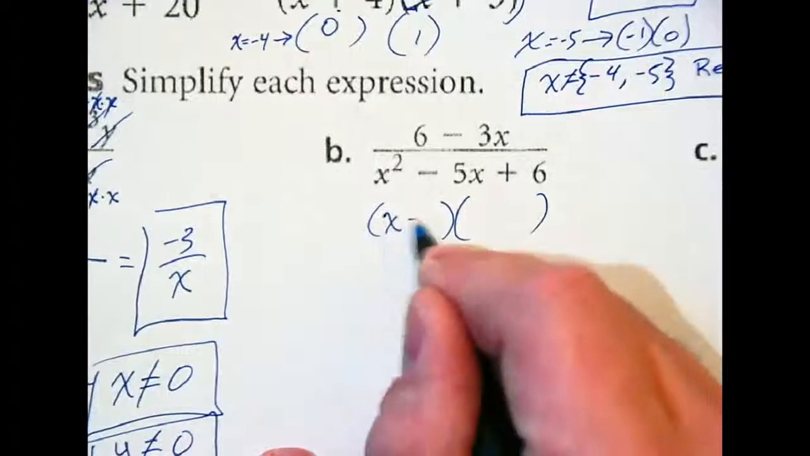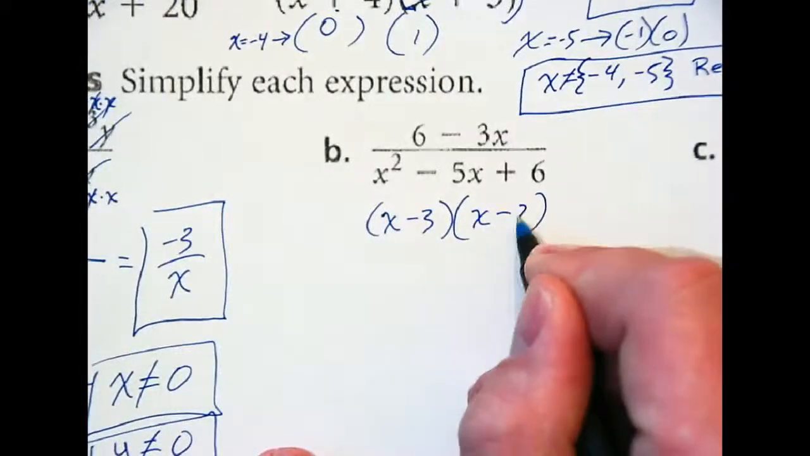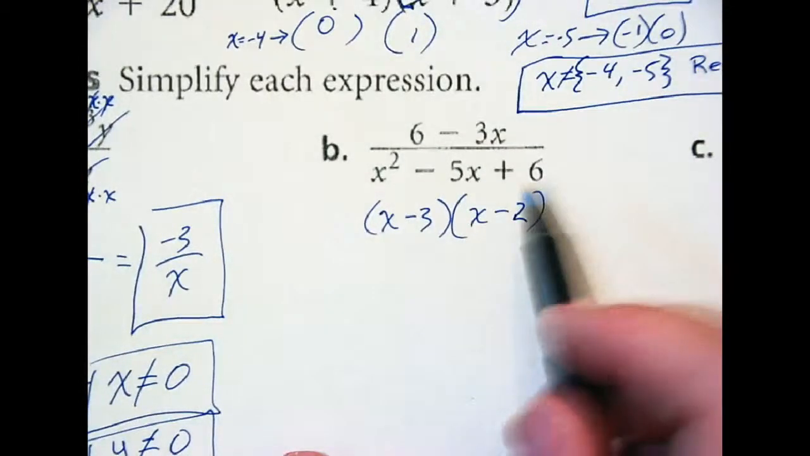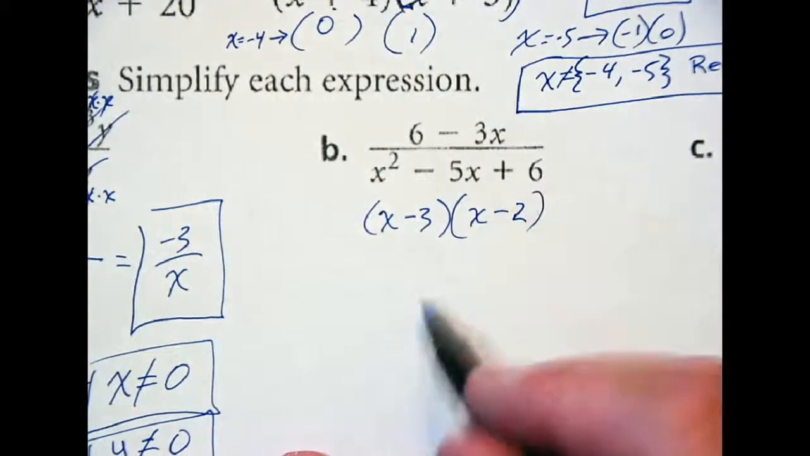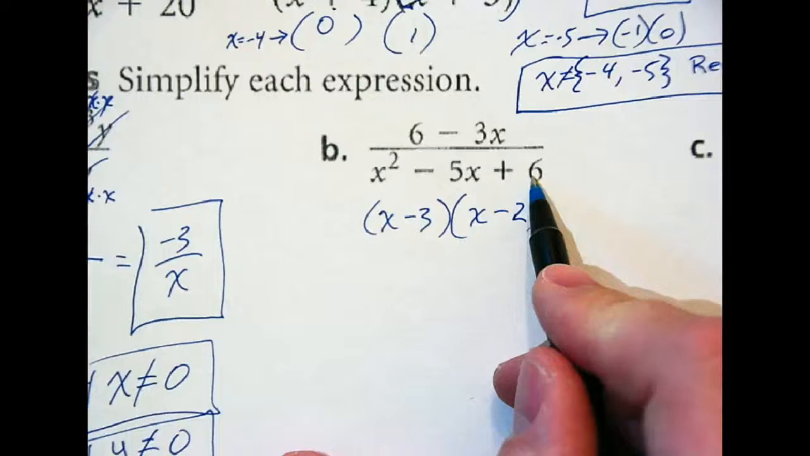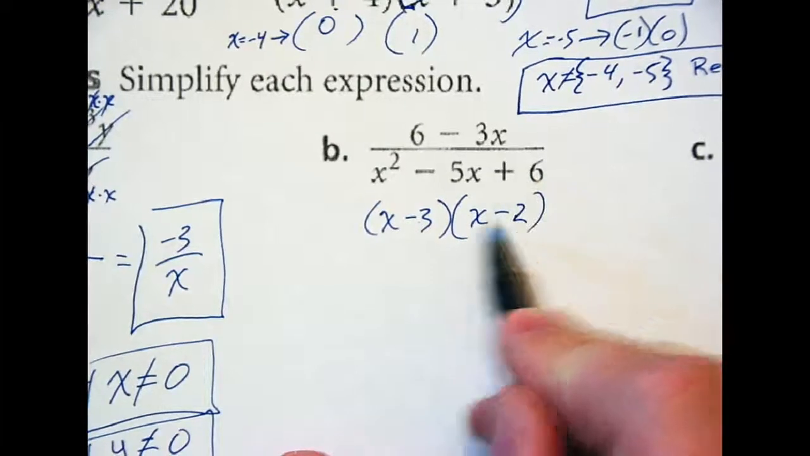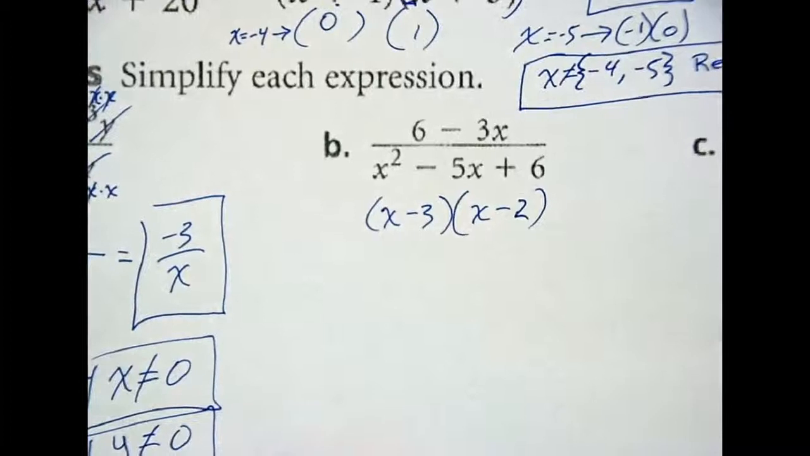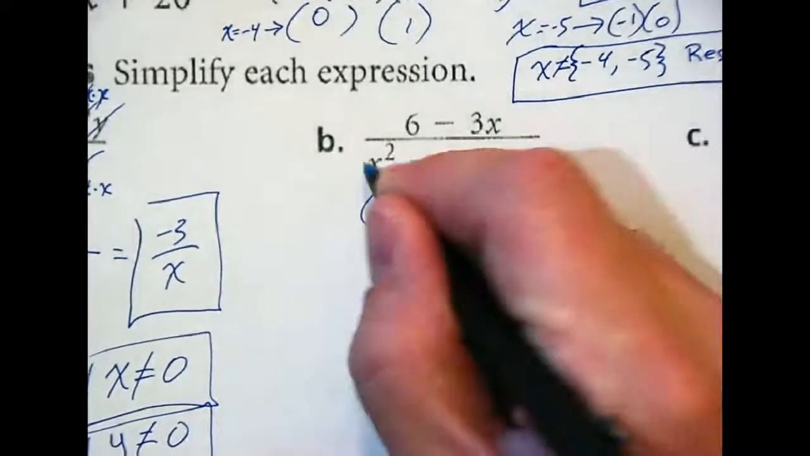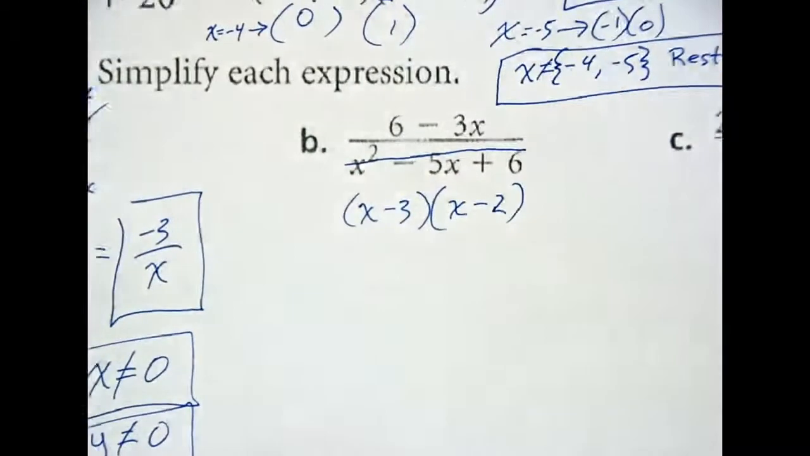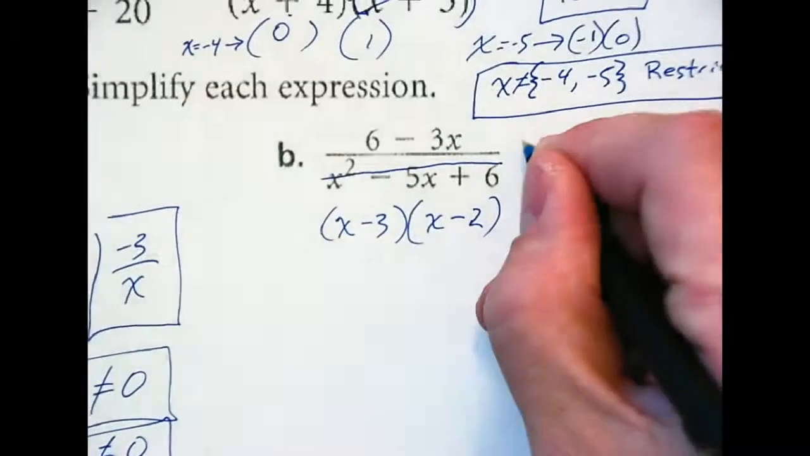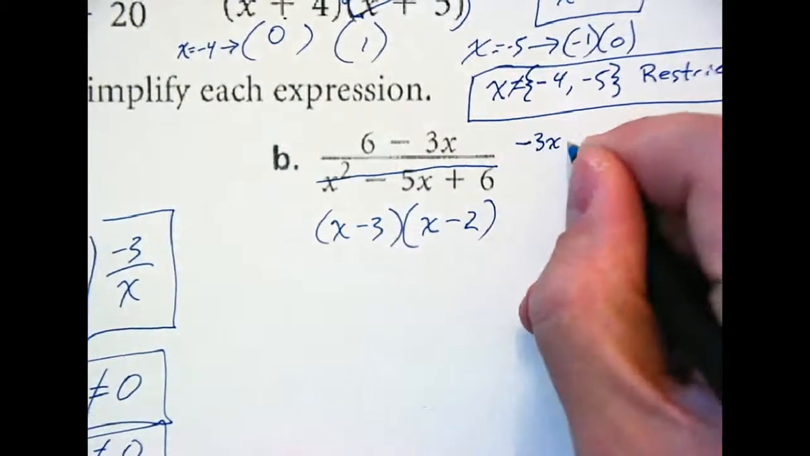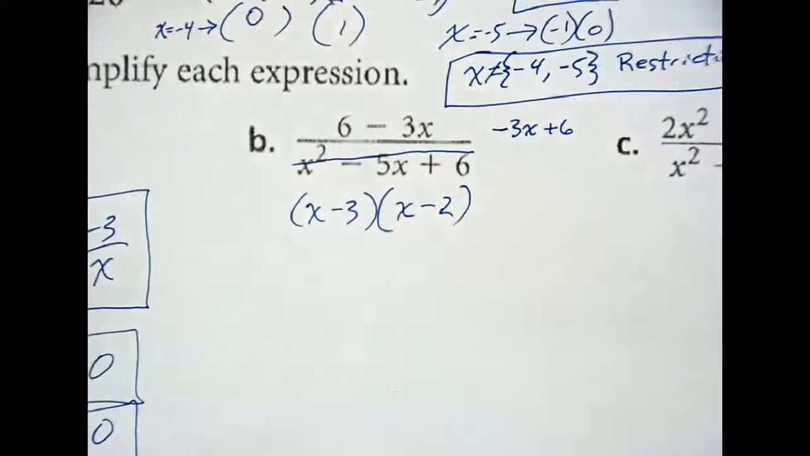X minus 3, x minus 2. Now be careful with 5s and 6s because some people would use 6 and 1 there. Okay? So 2 things that multiply to make positive 6, so that means the signs have to be the same. And add to a negative. Question? And then when you're looking at the top, could you rearrange that? Yeah, you could. You could rearrange it as negative 3x plus 6. Let's start with that.